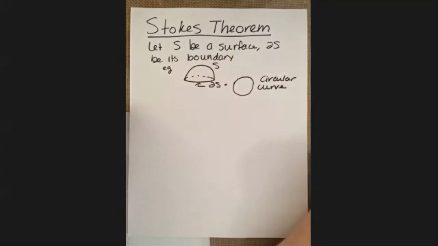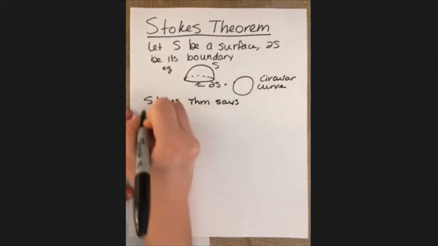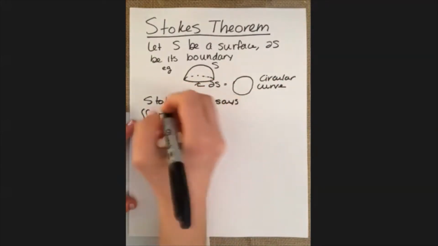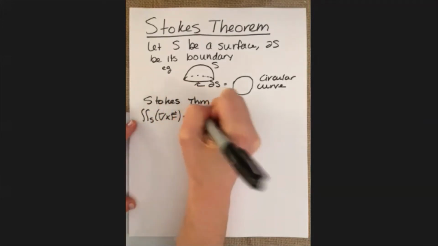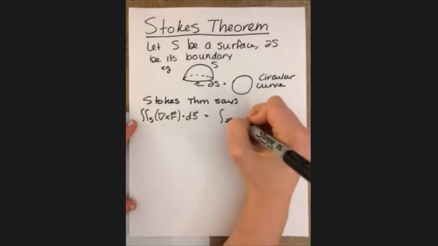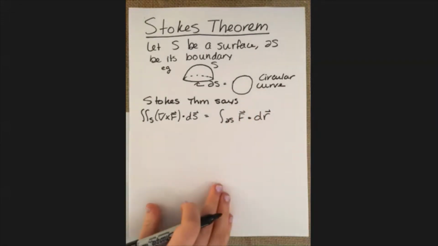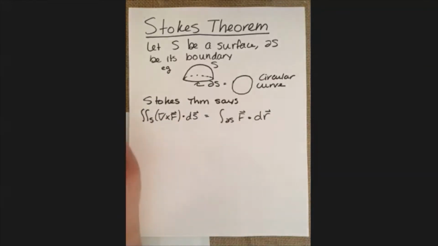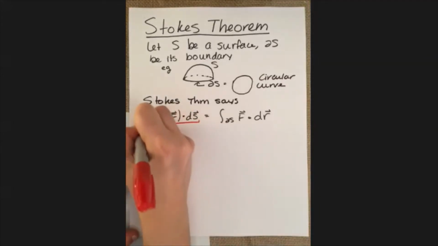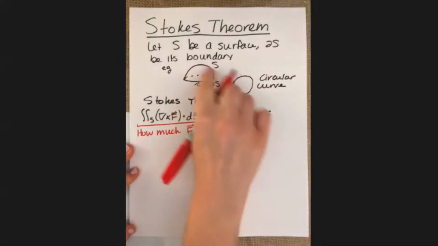So given this setup, Stokes' theorem tells us that if we want to take the double integral over S of the curl of a vector field F dot dS, then this is equal to the line integral over the boundary of your surface of F dot dr. And intuitively, if we look at this one right here, it tells us how much F is swirling around your surface.